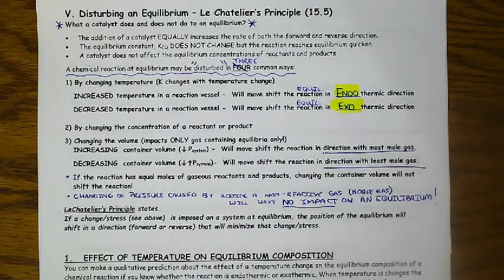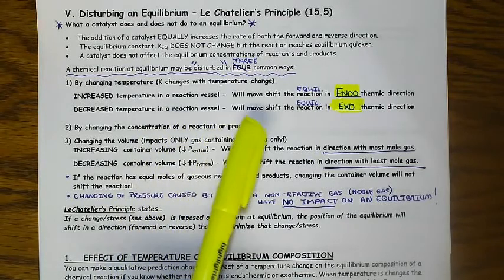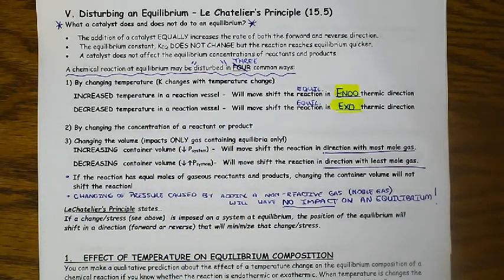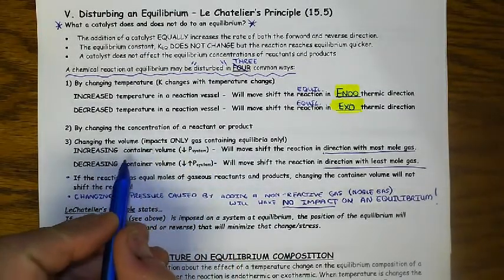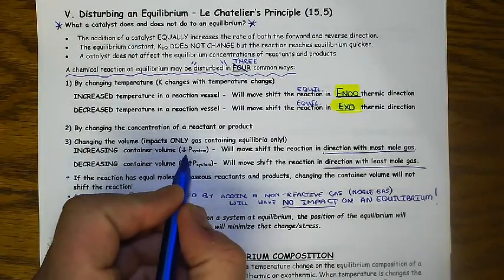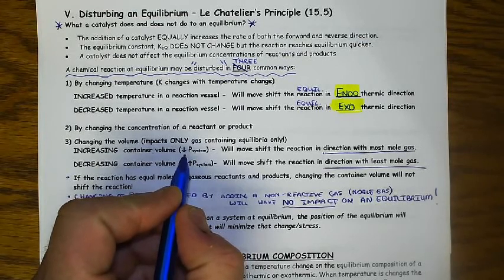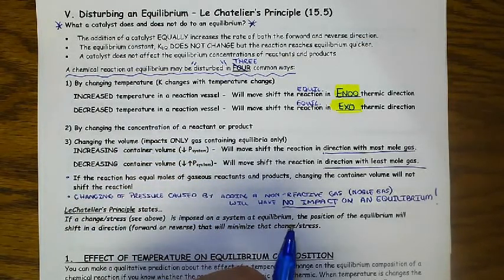Another way you can disturb an equilibrium is by changing the concentration of a reactant or product. Remember that change in concentration could also result in a change of pressure of a reactant or product. And then another way is to change the volume of a container that holds an equilibrium reaction. If you increase the container volume, think about it, the pressure inside will go down because the particles won't be hitting the sides as much.